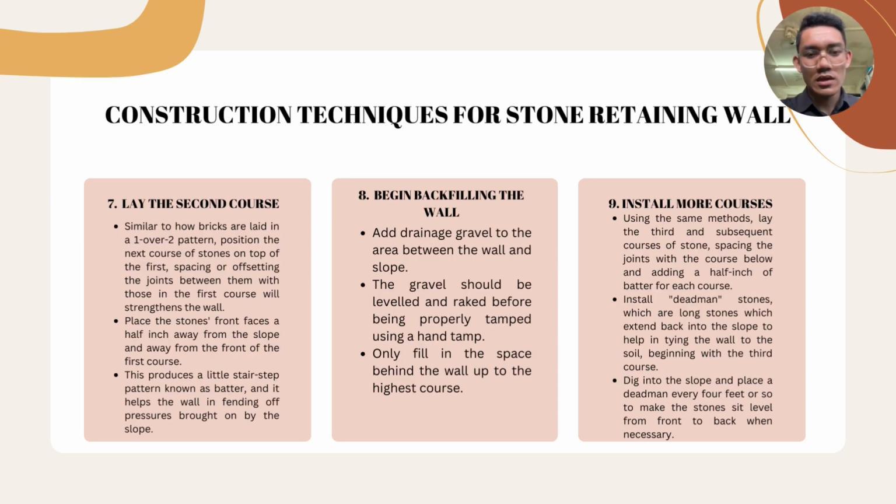Number 7 is lay the second course. Similar to how bricks are laid, use a 1/2 pattern. Position the next course of stones on top of the first, offsetting the joints between them from those in the first course, which will strengthen the wall.